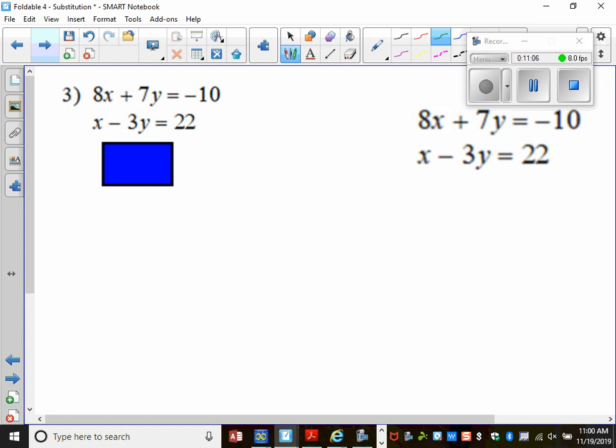Number 3. Okay, number 3, there's only one variable that has a coefficient of 1. And I will show you later what happens if none of them has a coefficient of 1. Okay, we're gonna talk about that, but not today. Today we'll end up having most of them having a coefficient of 1, so it'll be pretty basic.